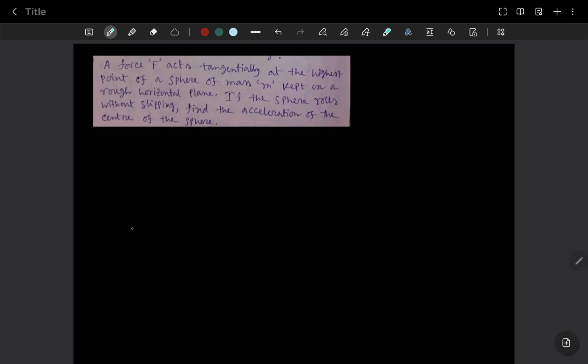See this problem: on a sphere of mass m, an external force is acting tangentially at the highest point of the sphere. Clear? Fine. So the friction f acts in this direction. Here, for the translation of the center of mass, the net external force is F plus f. The normal reaction is nullified by the weight, so I am not writing that.